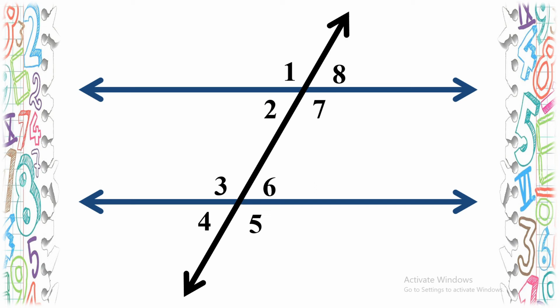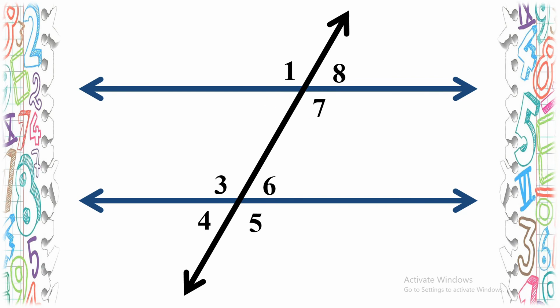Very good. We have angle 2 and angle 3, and of course, we have angle 7 and angle 6. So, if angle 2 measures 65 degrees, what's the measurement of angle 3?